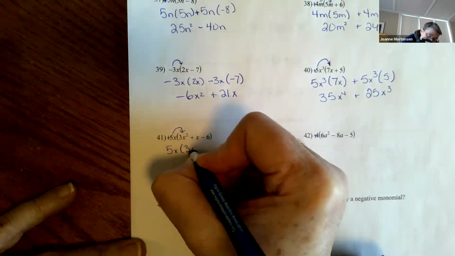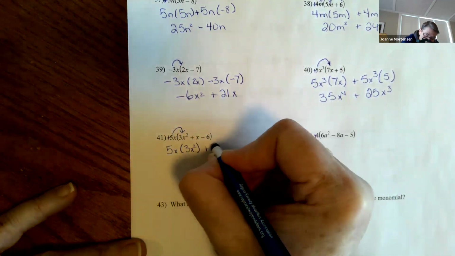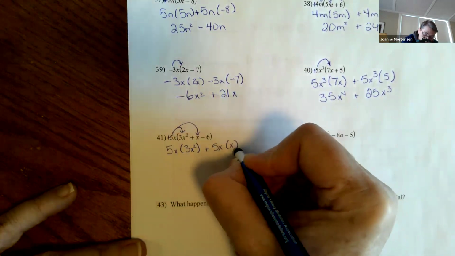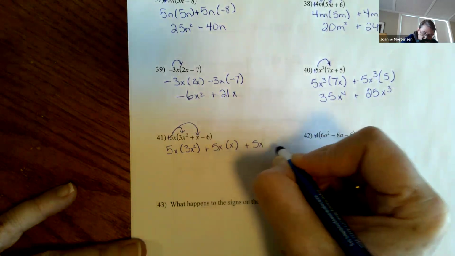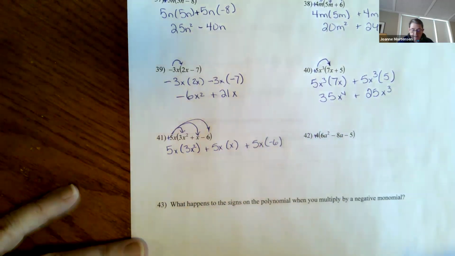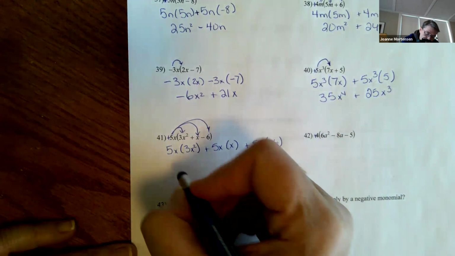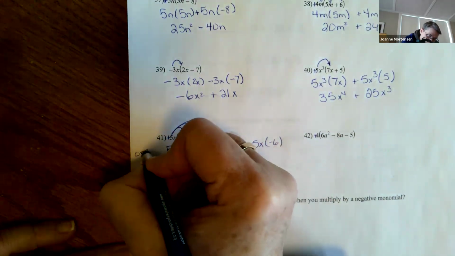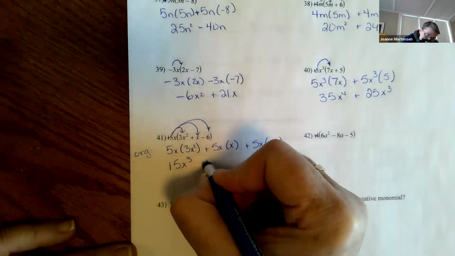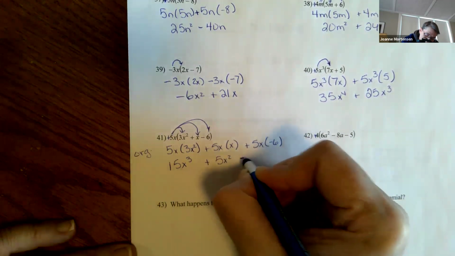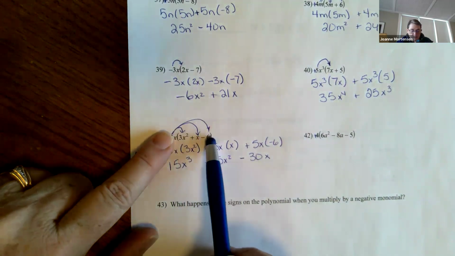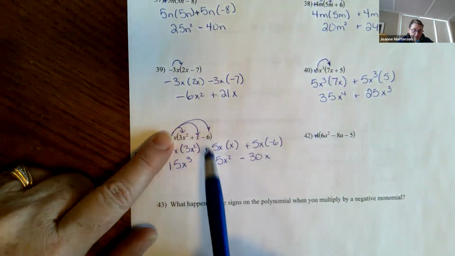So 5x times 3x squared plus 5x times x plus 5x times minus 6. Don't lose the minus. And there we go. Now we can do it. So again, this is an organizational step. So 15x to the 3 plus 5x squared minus 30x. And we're done. 1, 2, 3. 1, 2, 3. Plus, minus, plus, minus.